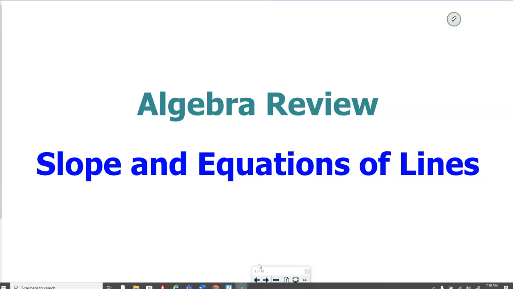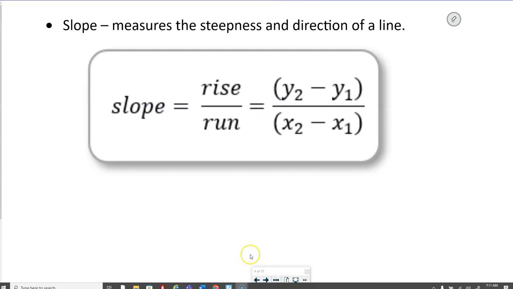So this video today is an algebra review. We're going to talk about slope and the equations of lines. Slope is the measure of the steepness and direction of a line. So slope is equal to rise over run. That's the vertical change over the horizontal change, which is why we do y2 minus y1 over x2 minus x1.